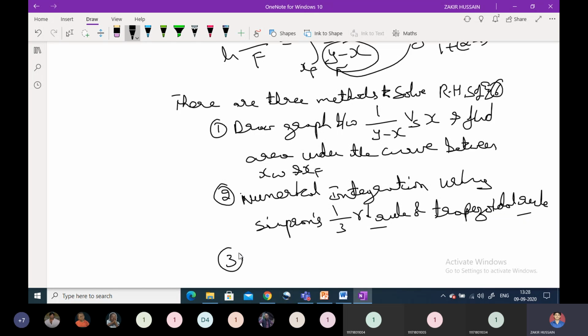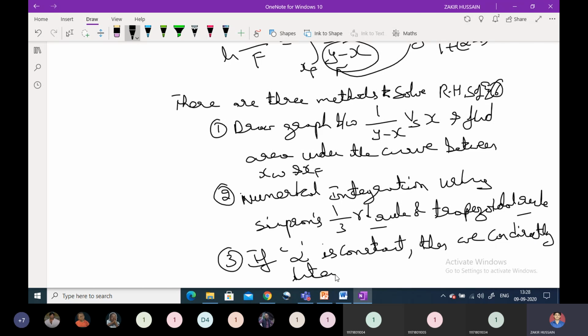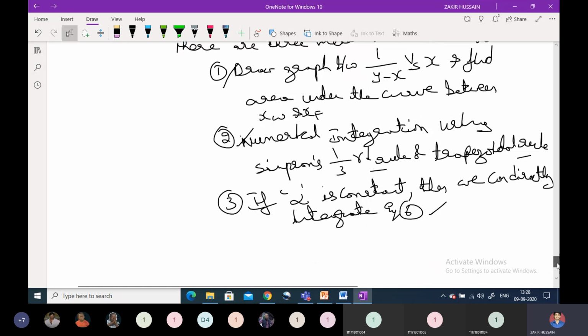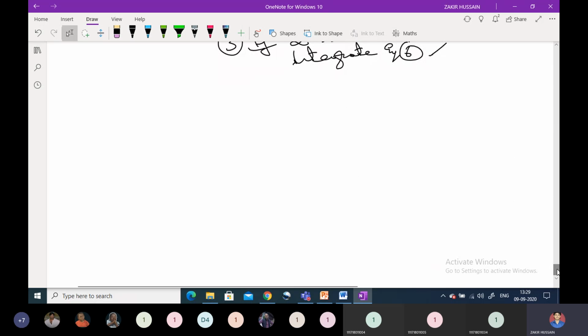And the third approach is, if alpha is constant, then we can directly integrate equation 6. So Raleigh's equation can be directly integrated. If alpha is not constant, we have to apply one of the first two methods. If alpha is constant, we can go for the integration method. So let's see how this will look.